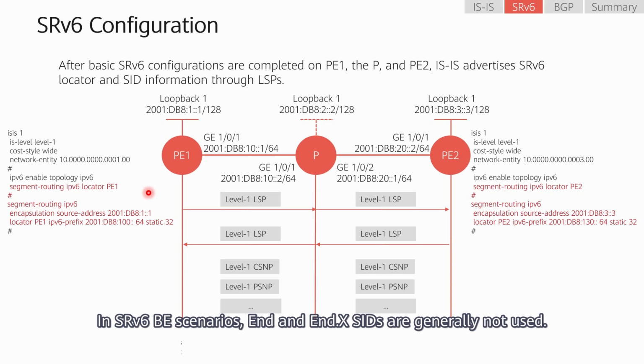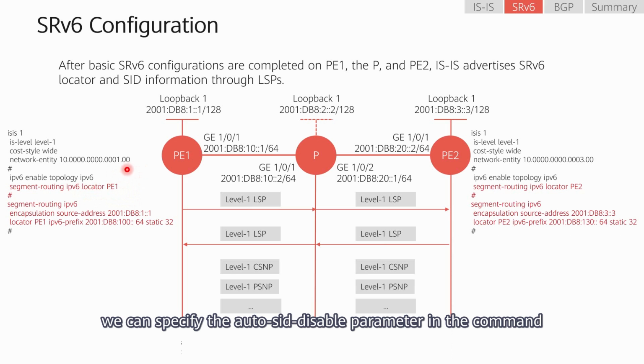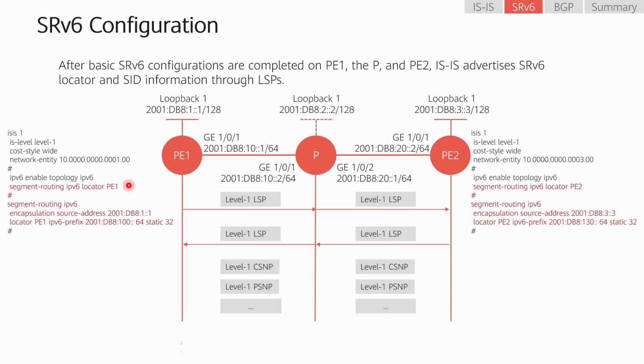In SRv6 BE scenarios, End and End.X SIDs are generally not used. Therefore, we can specify the auto-sid-disable parameter in the command to disable IS-IS from dynamically allocating SIDs so that IS-IS can only advertise locator routes. This helps conserve device resources. Generally, SRv6 does not need to be configured on a P.